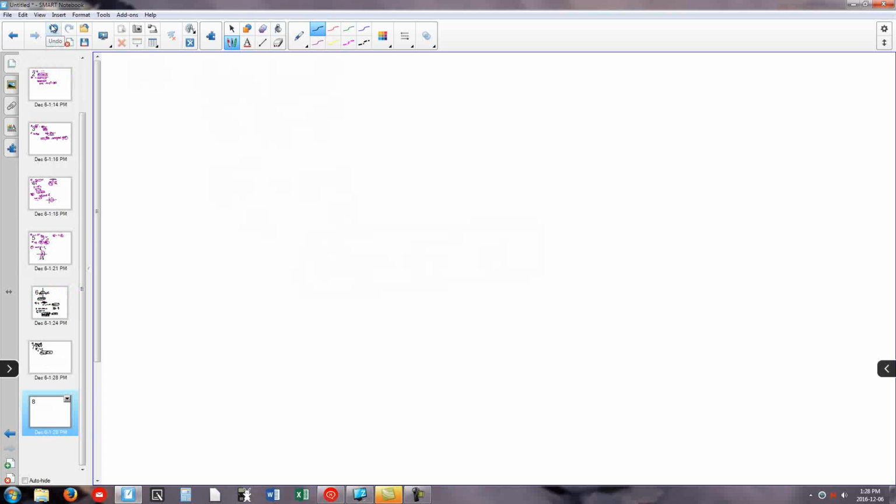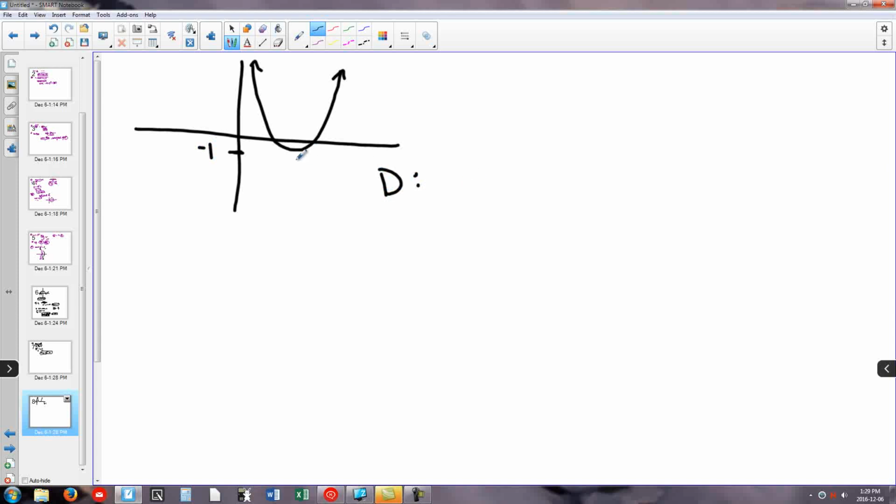We're getting there. Last page. Question number 15 asks for the domain and range of a graph of a parabola that does something like this, where the lowest it goes is there at -1. First thing we need to state is the domain.